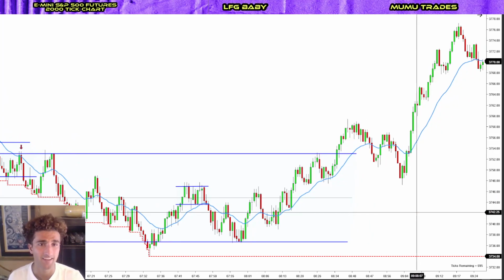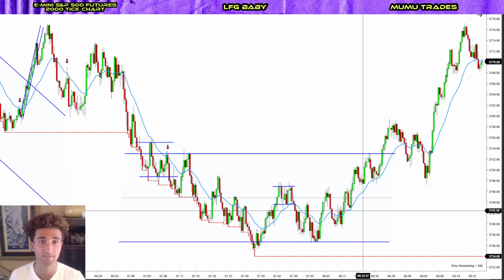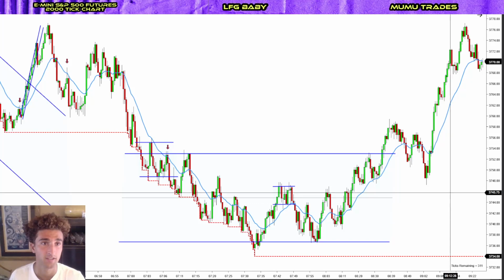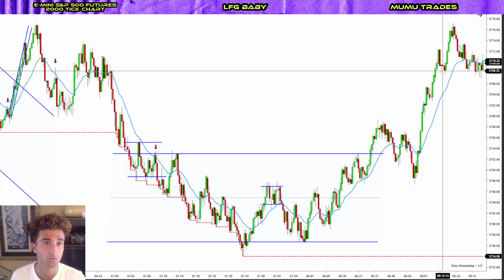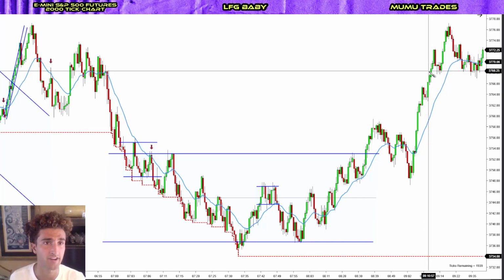Now let's see if we can find any more good setups. We do break out of this little range and we just start working sideways again, but we have a lot of support right here.